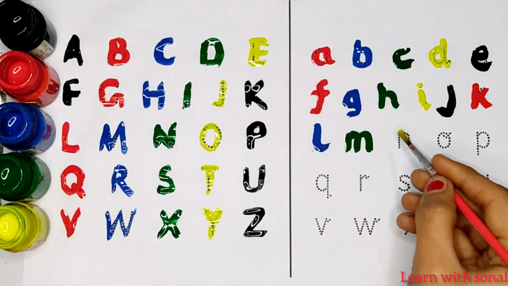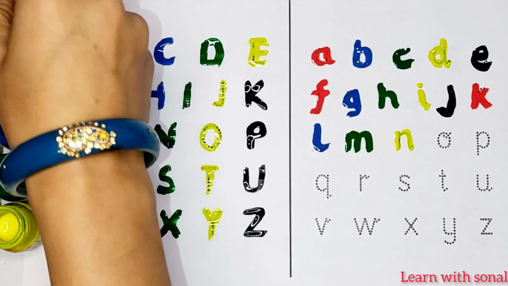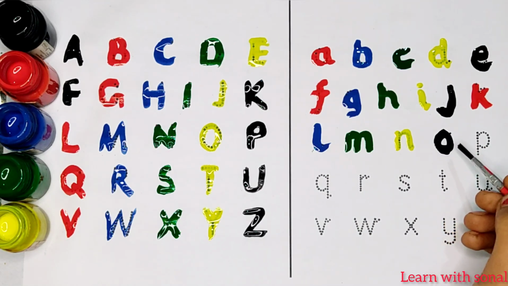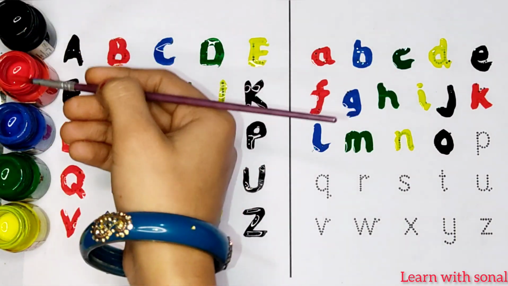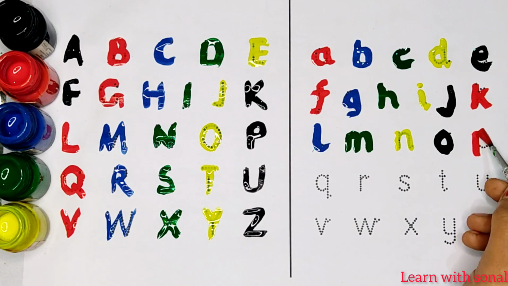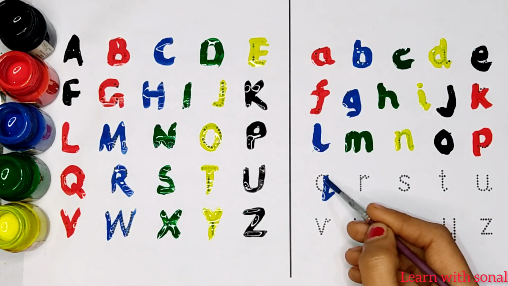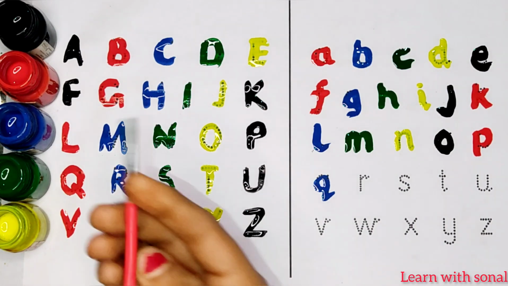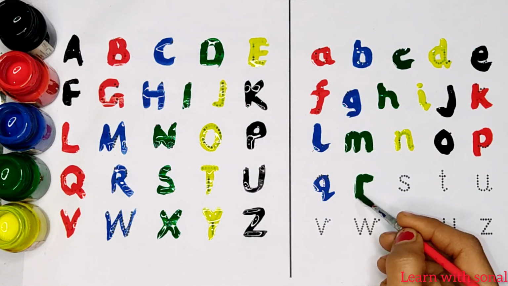N, N for necklace. O, O for owl. P, P for peacock. Q, Q for white. R, R for rose.